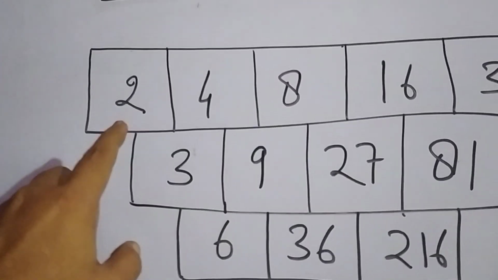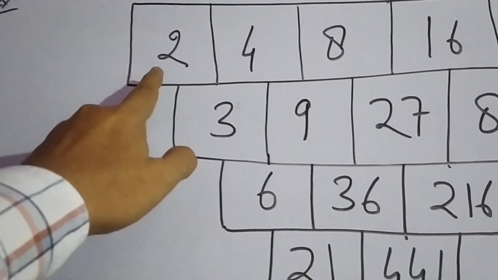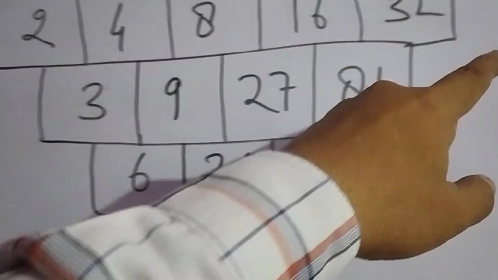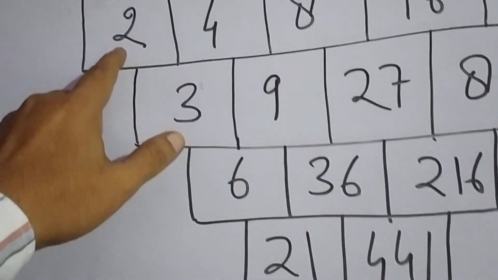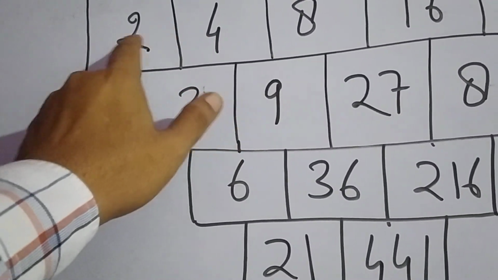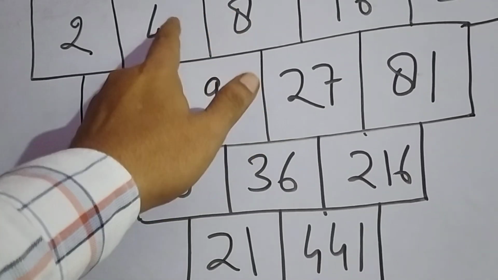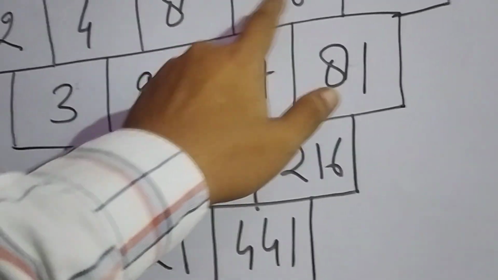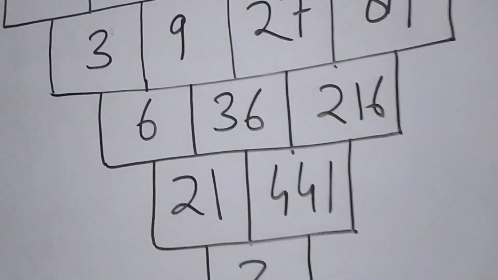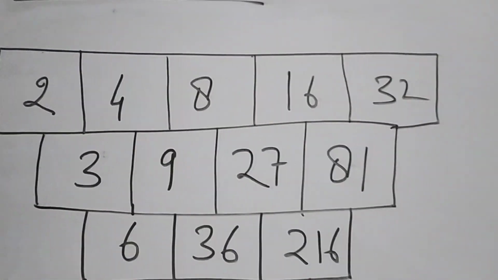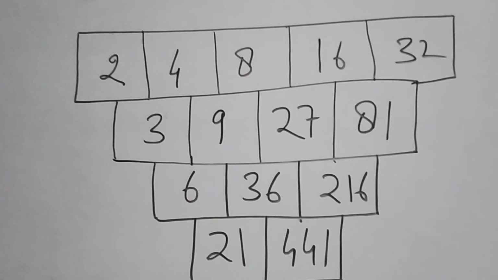So what I have to do is first see this pattern. What is the pattern in the horizontal row? This is 2, 4, the relation is 2 times. It is 2 times the previous number. It is 2 times the previous number. It is 2 times the previous number. Okay. You can write it in this way.